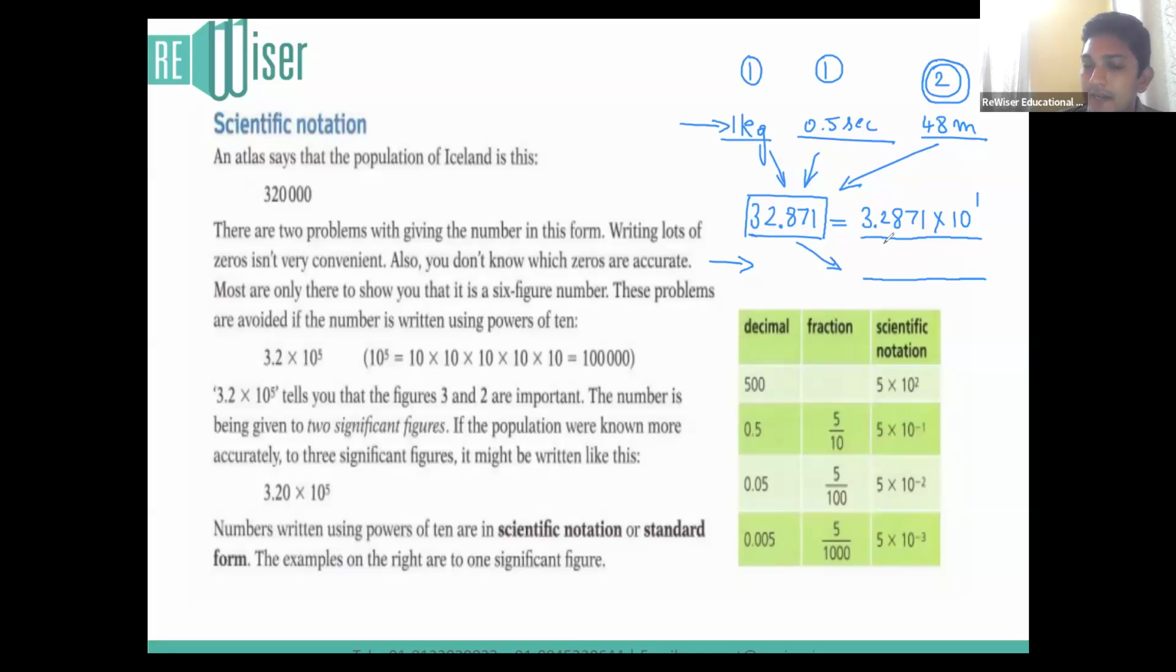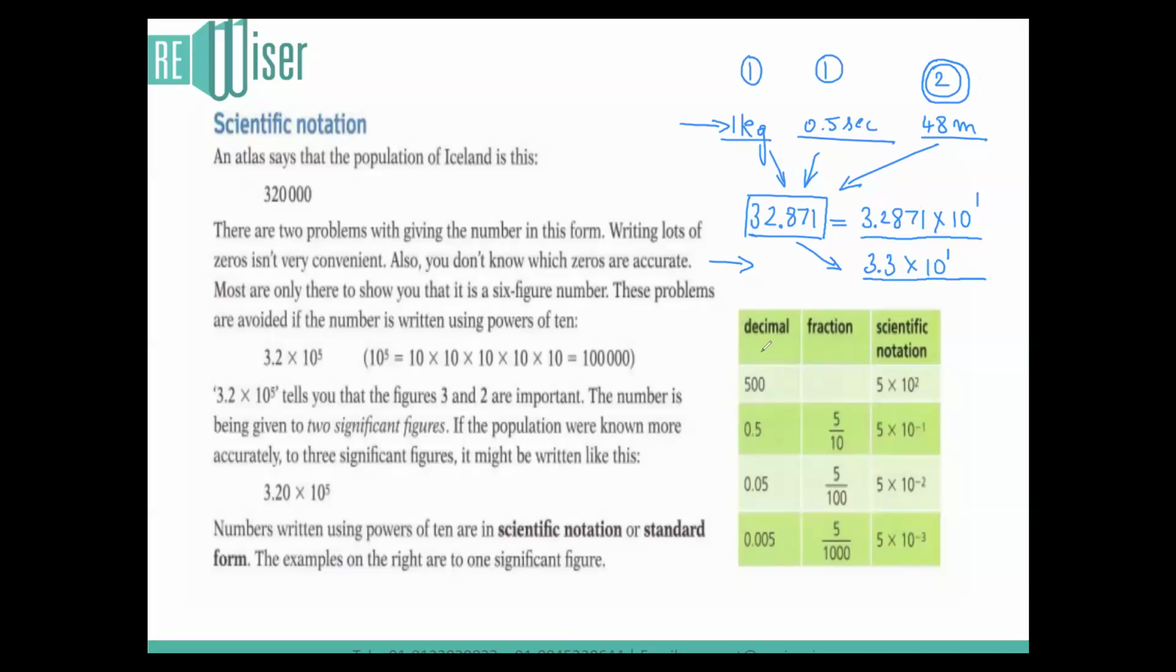What does the answer become when reduced to 2 significant figures? 3.3. Good. The digit after is greater than 5, so 3.3. If it were lesser, you would have reduced it to 3.2. So 3.3 into 10 to the power 1. Understood? Yes.